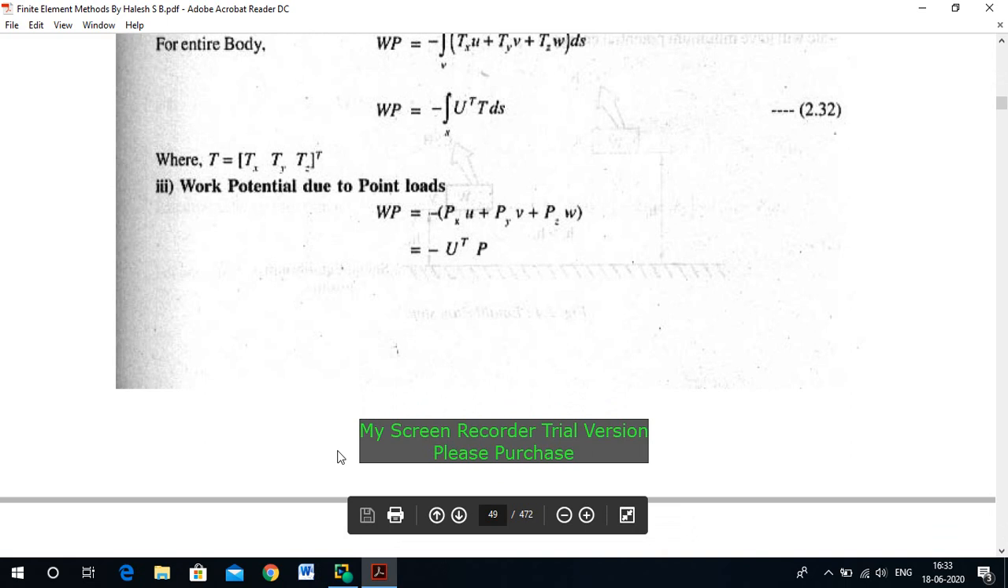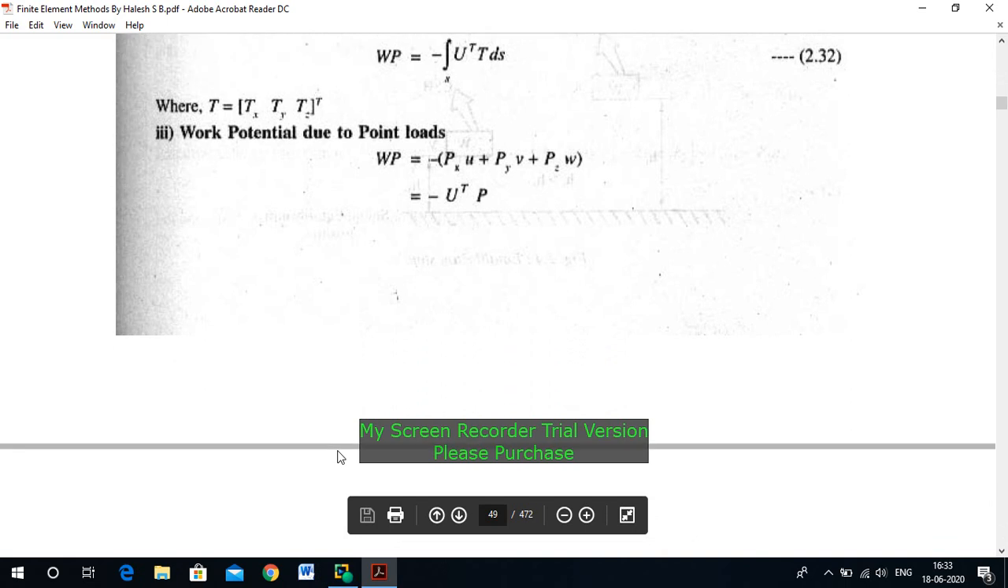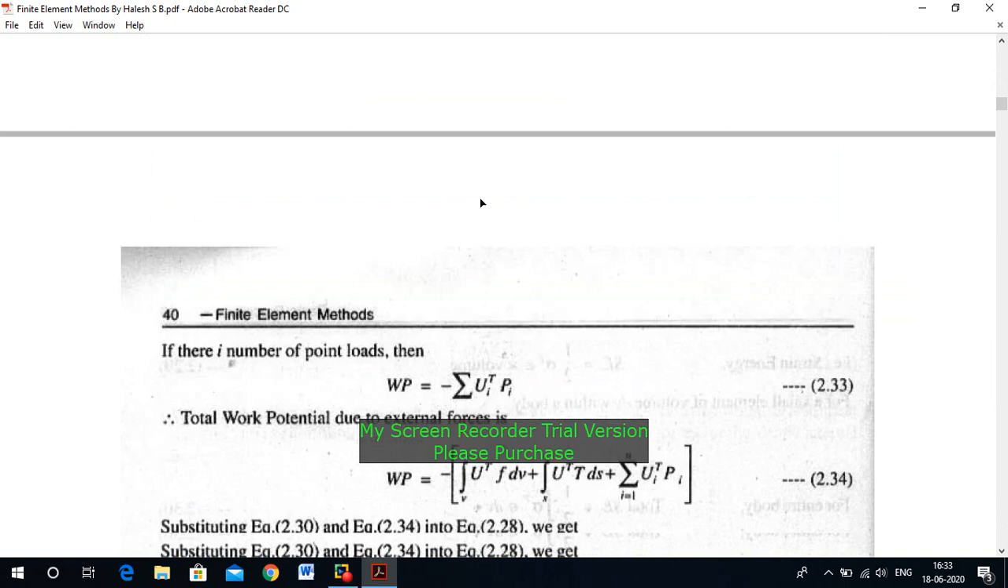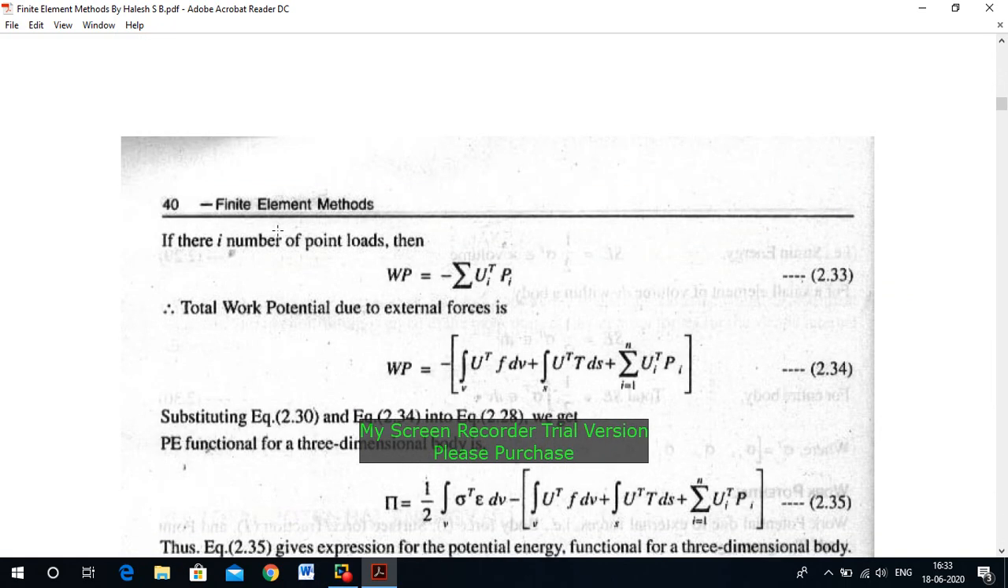Next, the third type of loads are called point loads. The work potential due to point load is given by minus Px into U plus Py into V plus Pz into W. I can write this equation as minus U transpose P. If there are i number of point loads, then the work potential is equal to the summation of Ui into Pi. The total work potential due to external force: finally, after calculating the work potential for all three types of loads, you have to add them.